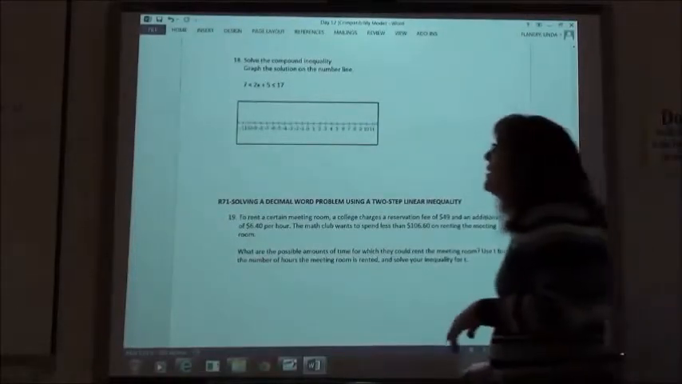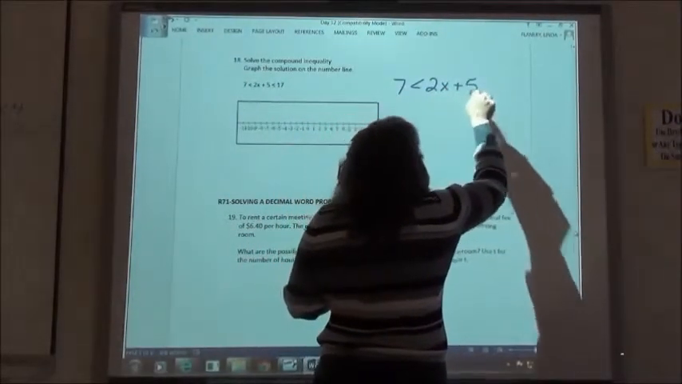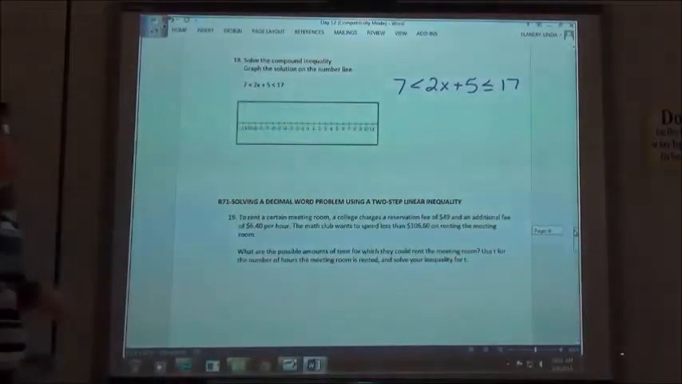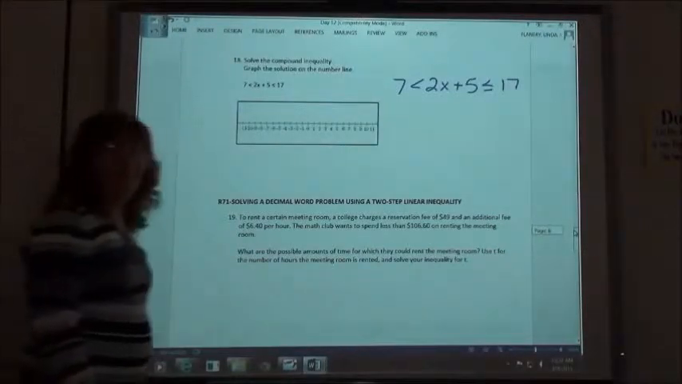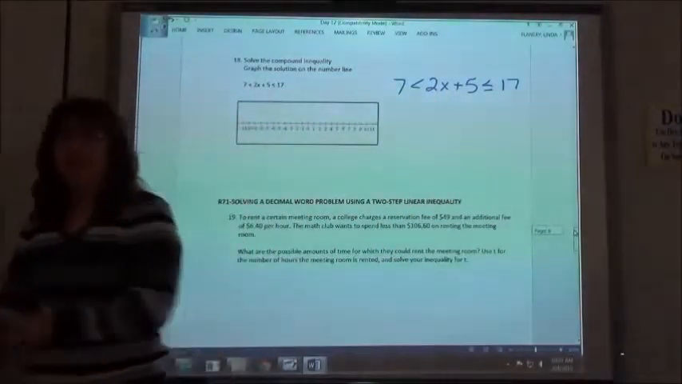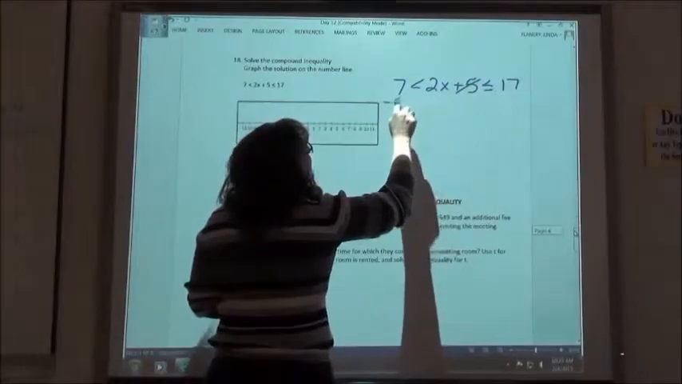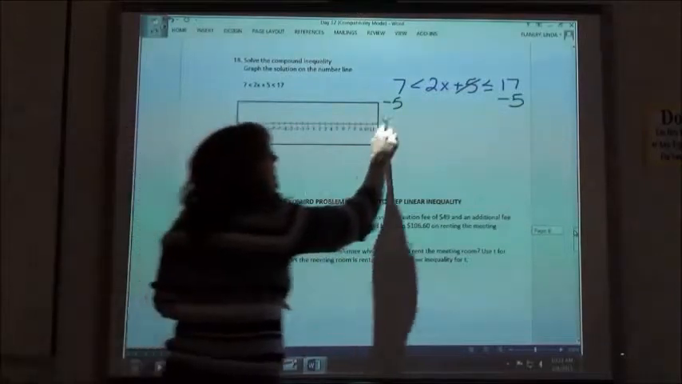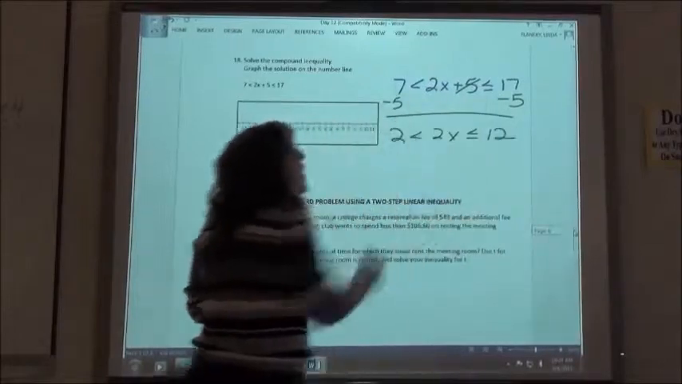Number 18, back to one of those compound ones that says 7 is less than 2x plus 5, which is less than or equal to 17. If I just solve that all together, the first thing I should do here is minus the 5. So I'm going to get rid of the 5 from the middle, and I'm going to minus the 5 from both sides of my equation. So 2 is less than 2x, which is less than or equal to 12.